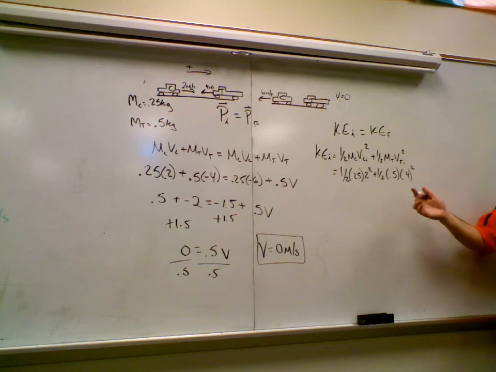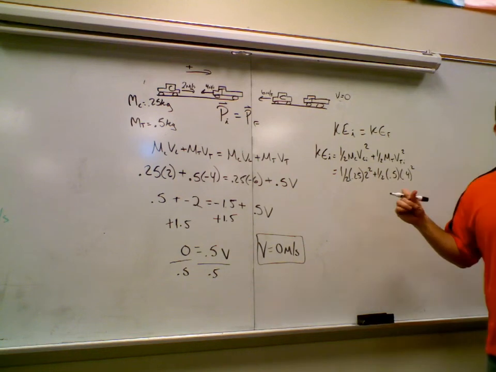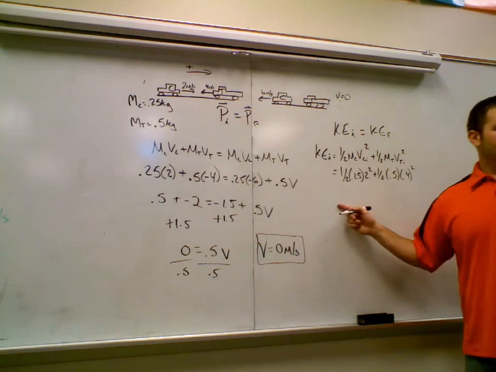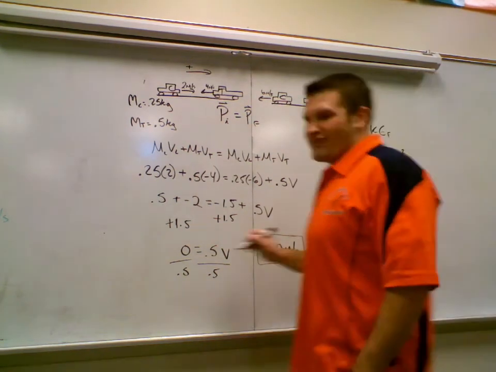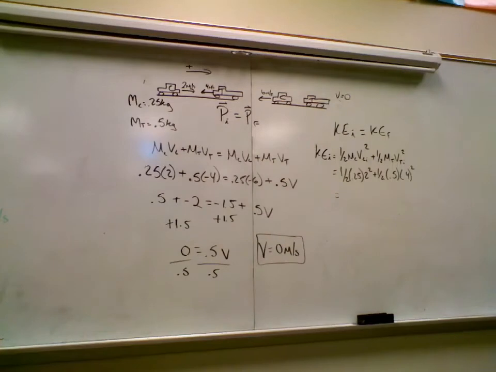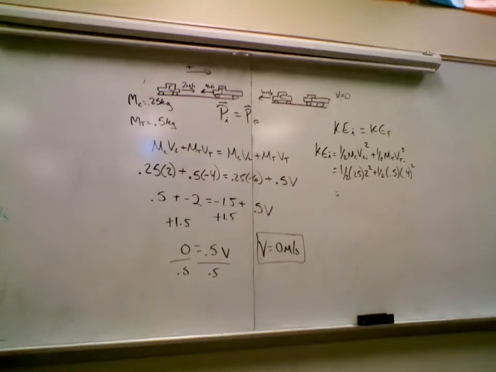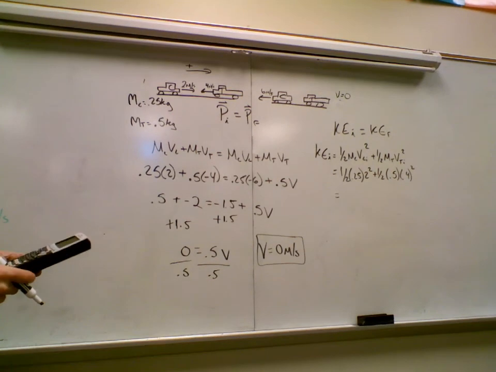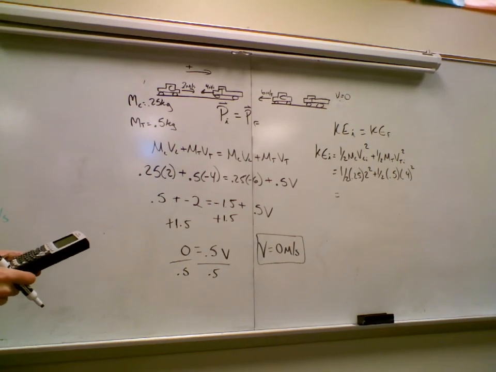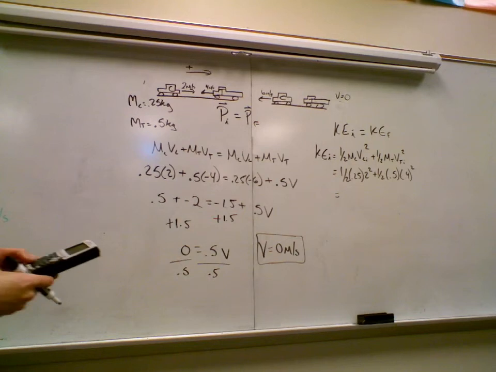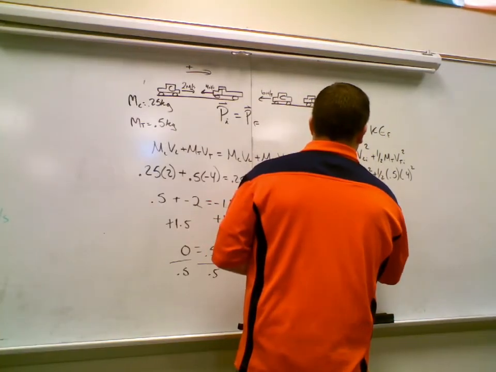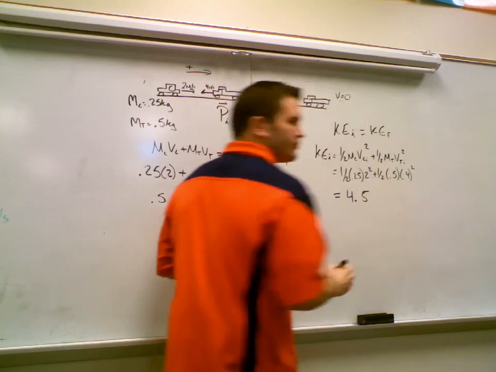Is that what you did? No, I just got the answer. Okay. So what's this equal? So 0.5 times 0.25 times 2 squared plus 0.5 times 0.5 times 4 squared. 4.5. Right? So that's KE initial.